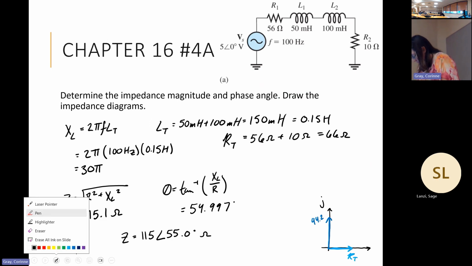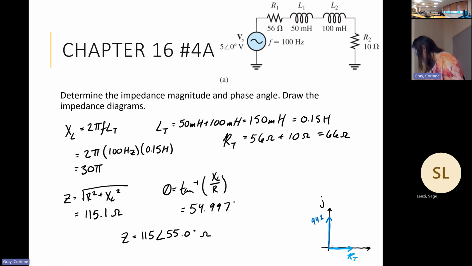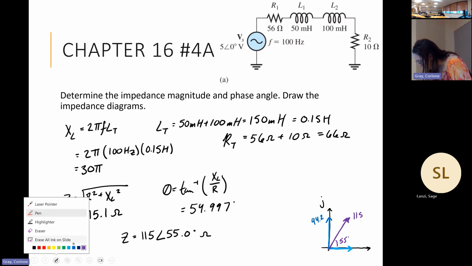So we can now go through and draw this in. Something maybe not so 45-ish, something like this. So we can put 55 degrees here and 115 here. Yes. So I guess we could put 66 here instead of RT.